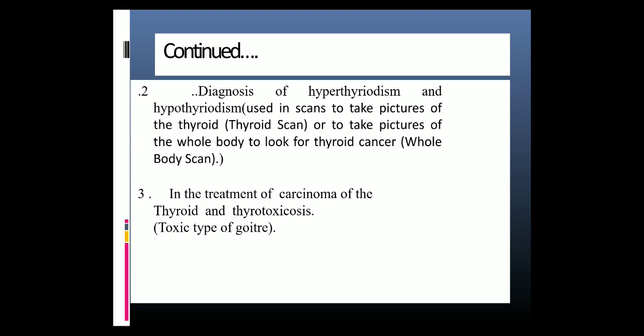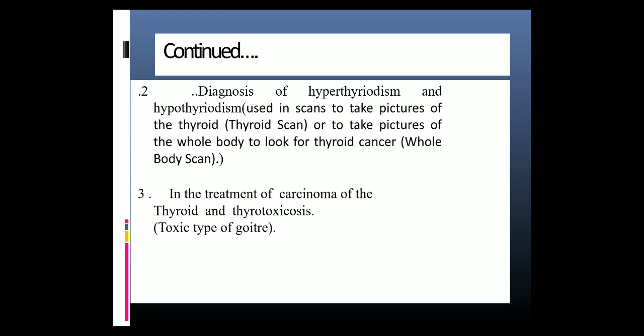With an overactive thyroid, I-123 is the non-destructive form that does not damage the thyroid and is used in scans to take pictures of the thyroid. This is called a thyroid scan, or to take pictures of the whole body to look for thyroid cancer. This is known as a whole body scan.